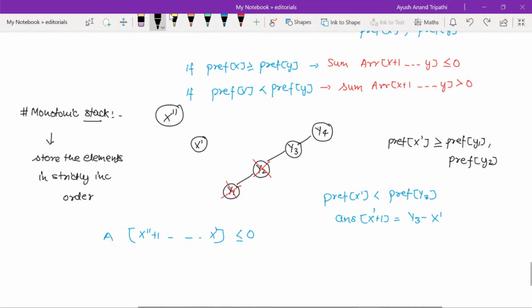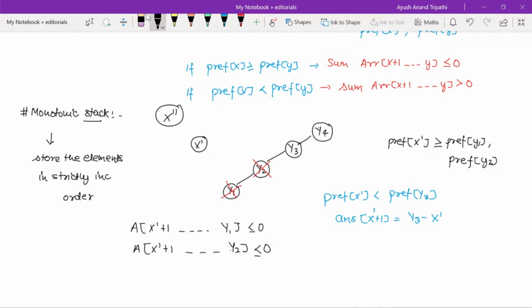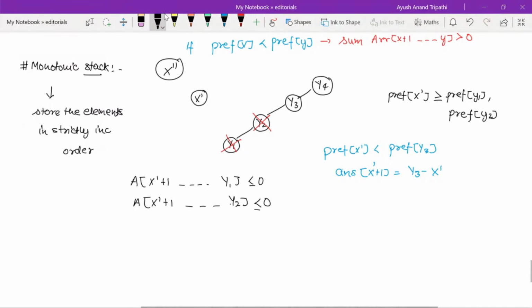And at the same time, the elements that we removed previously, y1 and y2, are also useless, because for them also the sum is negative or equal to 0. Let me write it in a more formal way. The sum from x dash plus 1 to index y1 is lesser than or equal to 0, then x dash plus 1 to y2 is also lesser than or equal to 0, right?